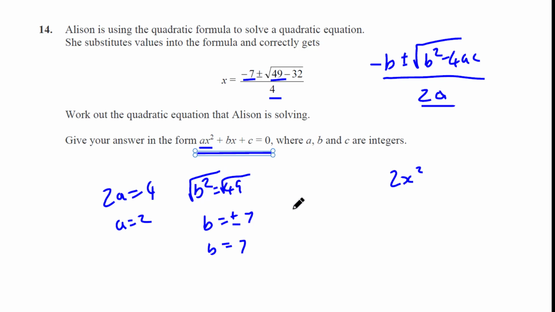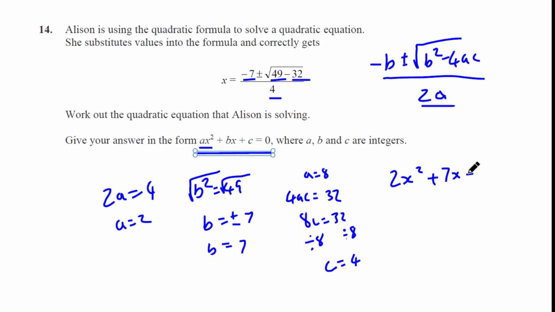And 4ac, well, 4ac must equal 32, and we know a equals 2, so we've got 8c equals 32. Now divide by 8, so c equals 4. And now we can substitute all those values in, so the answer would be 2x squared plus 7x plus 4 equals 0, because they've asked for the answer in that form.